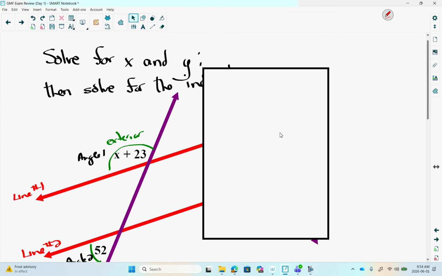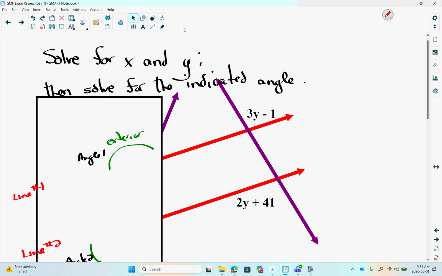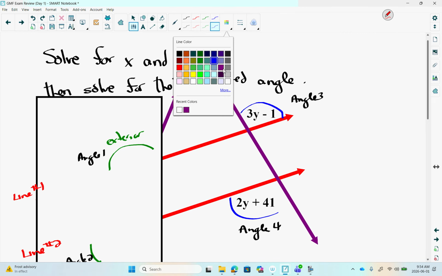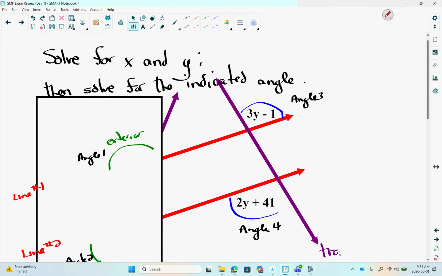How do I find y? I've got to come up with a relationship for these two angles. I'll call this angle 3, and this one, angle 4. So it's still line 1, line 2, but this time we have this one as the transversal.